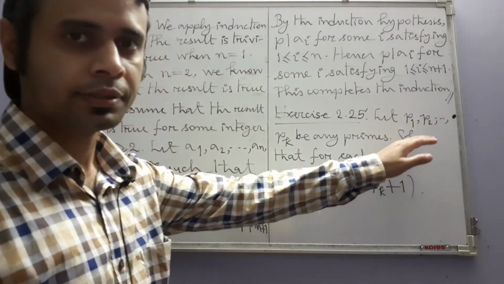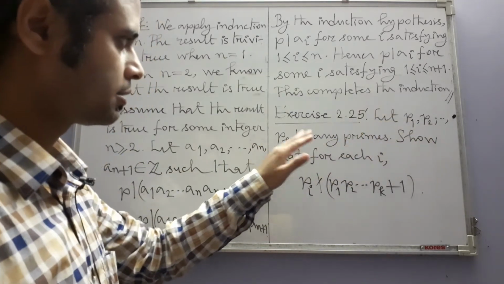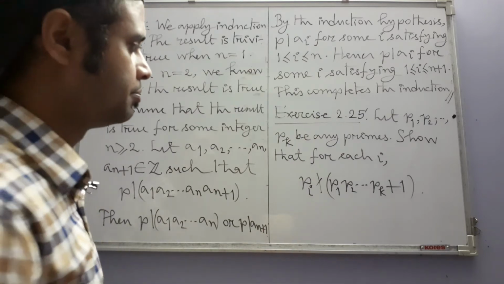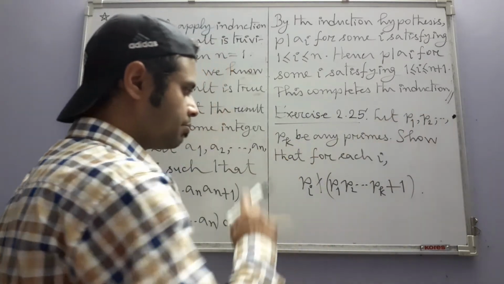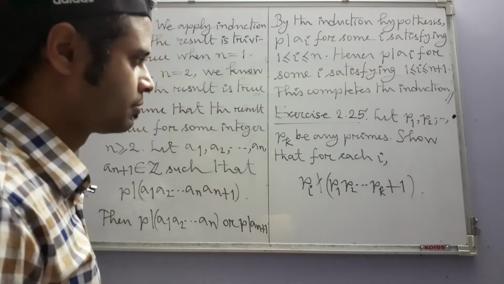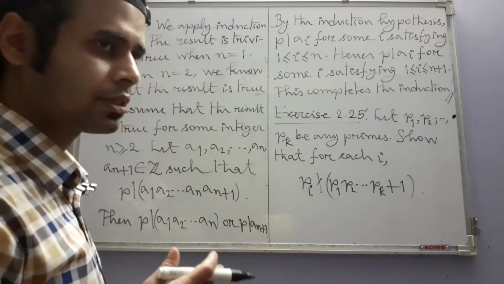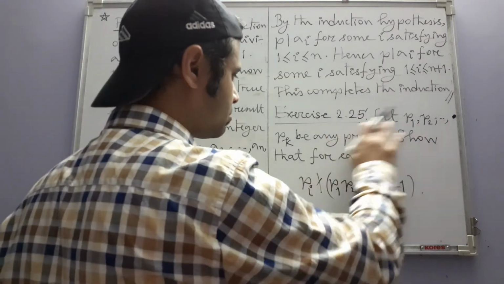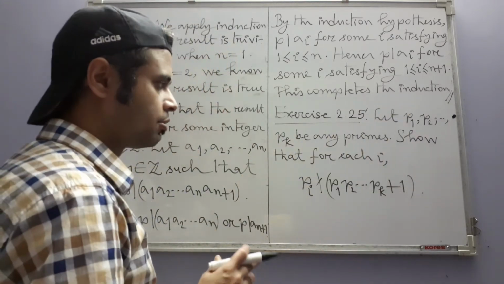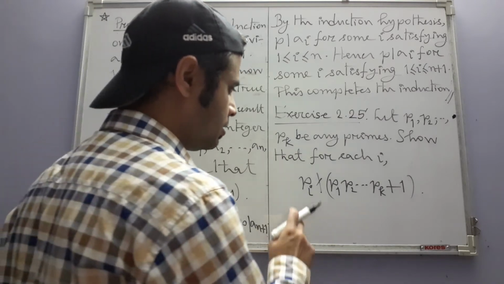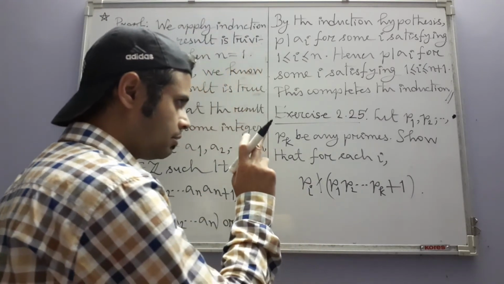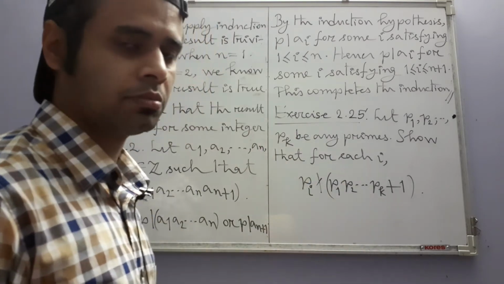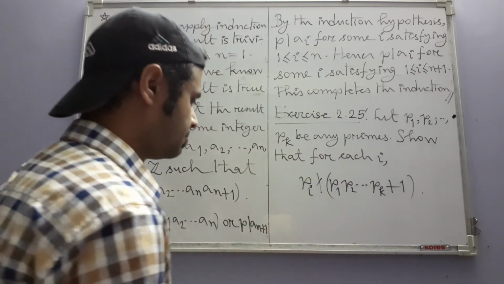Although looking at these notations, it seems like the primes are distinct. That is not necessary. All of these may be the same prime. However, that is not something we should be concerned about. We are just given some k number of primes, not necessarily distinct. We have to prove that no prime from this list divides this number. That's what we have to prove.